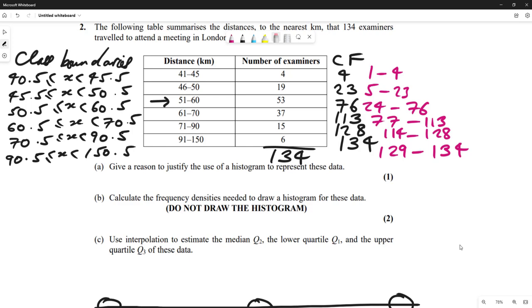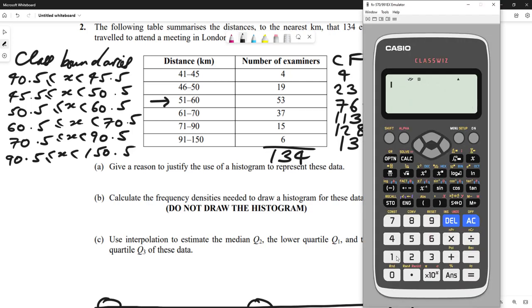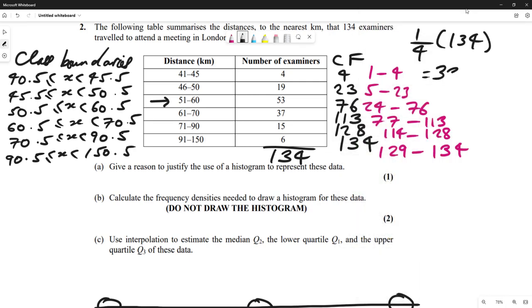Now we're going to go through the lower quartile. The lower quartile would be a quarter times n. So in our case, we're going to do a quarter multiplied by 134. We can just do that on our calculator: 134 divided by 4, which gives me 33.5. So we get the 33.5th data point. Where does the 33.5th data point lie? That's the question.